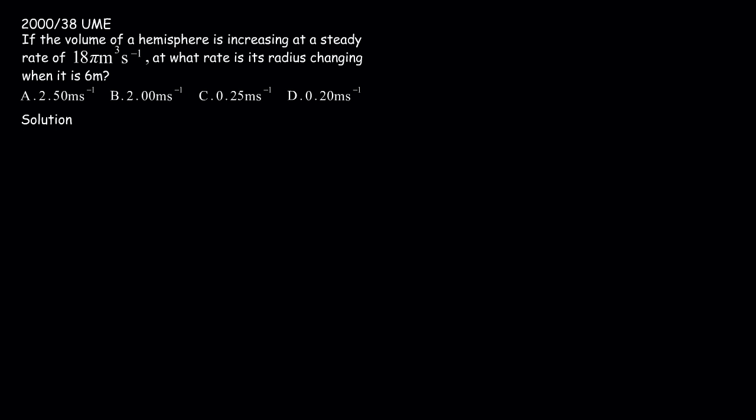And we know that the formula for the volume of a hemisphere V is equal to 2/3 pi r cubed. Now, to find the rate of change of the radius, it is important to note that the rate of change of the volume with time is equal to the rate of change of the volume with respect to the radius times the rate of change of the radius with respect to time. That is, dV/dt is equal to dV/dr times dr/dt.